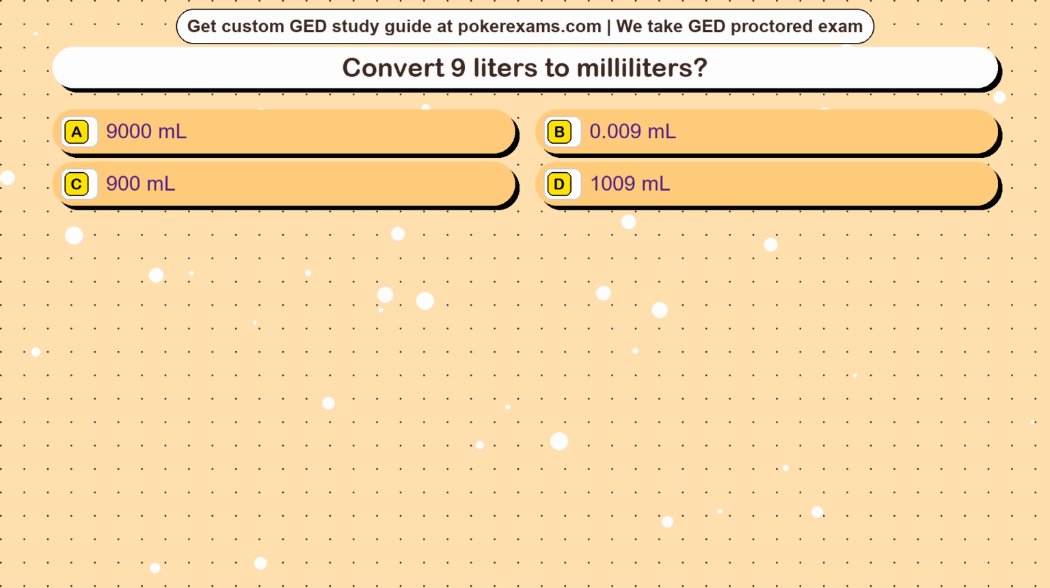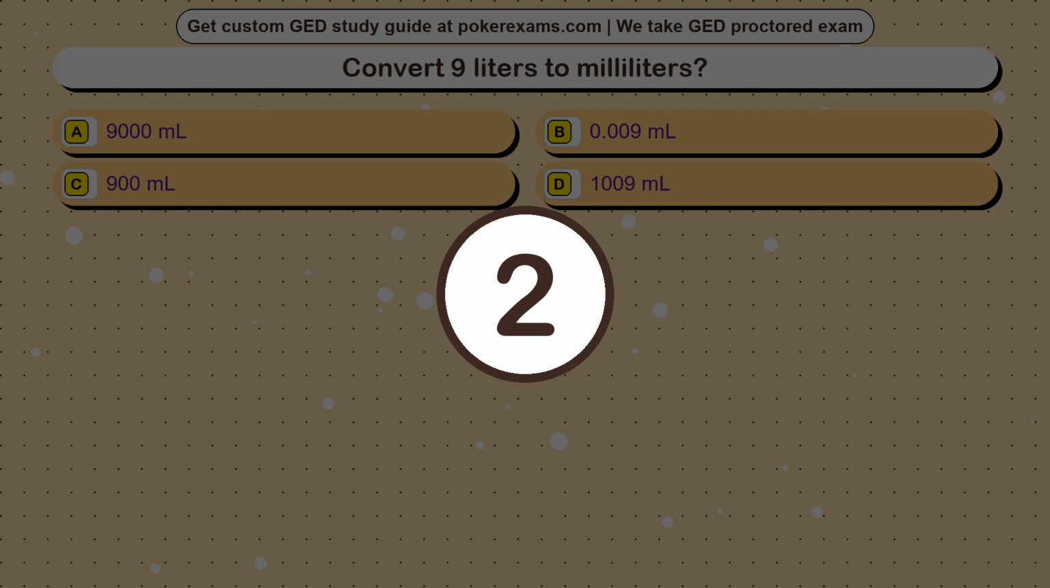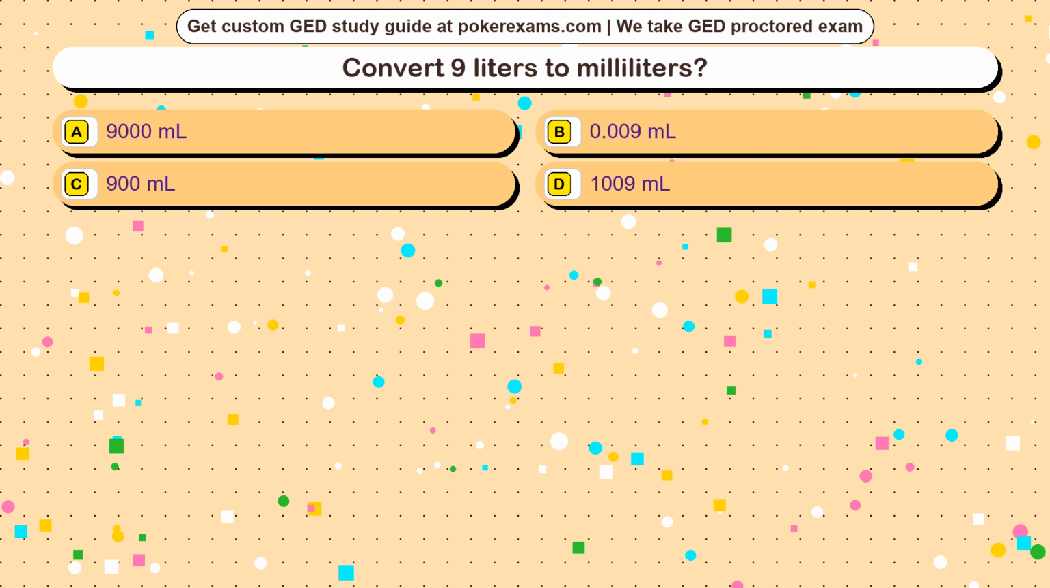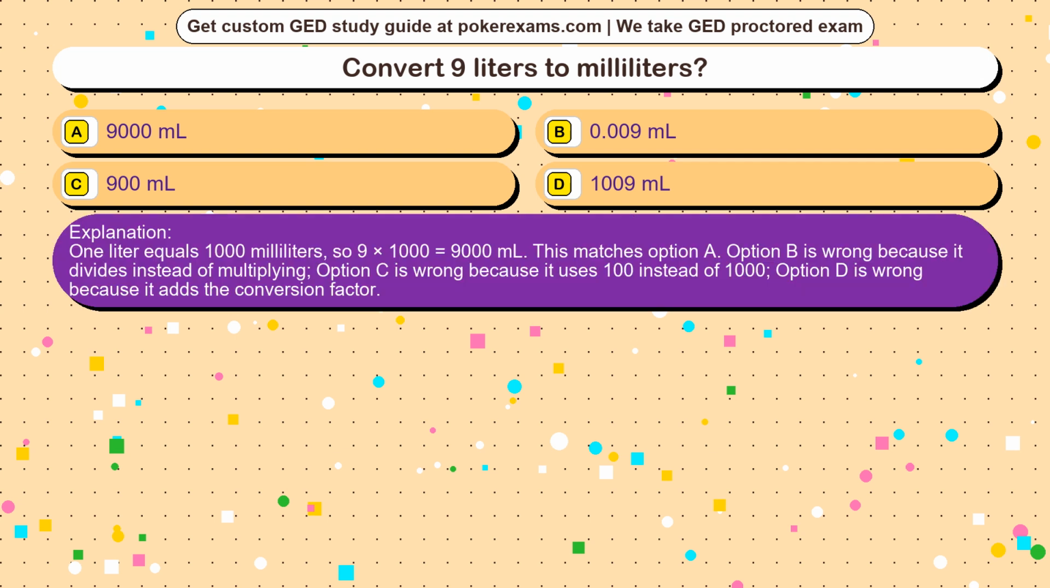Question 1. Convert 9 liters to milliliters. Option A, 9,000 ml. Option B, 0.009 ml. Option C, 900 ml. Option D, 1009 ml. The correct answer is option A. 1 liter equals 1000 milliliters, so 9 times 1000 equals 9000 ml.